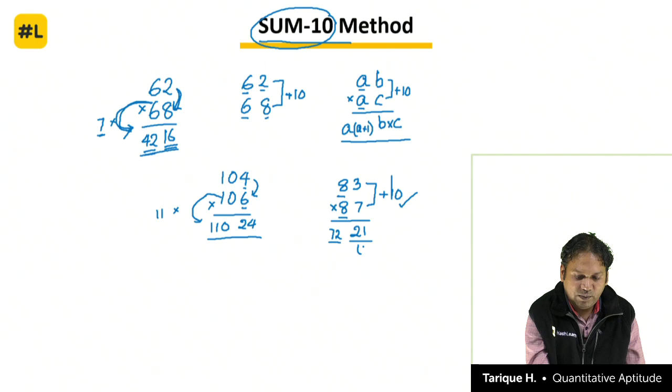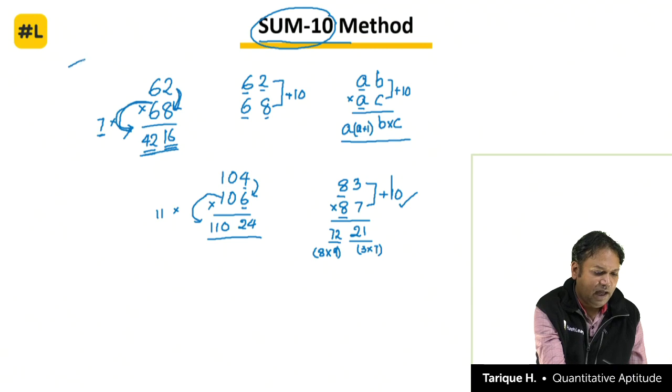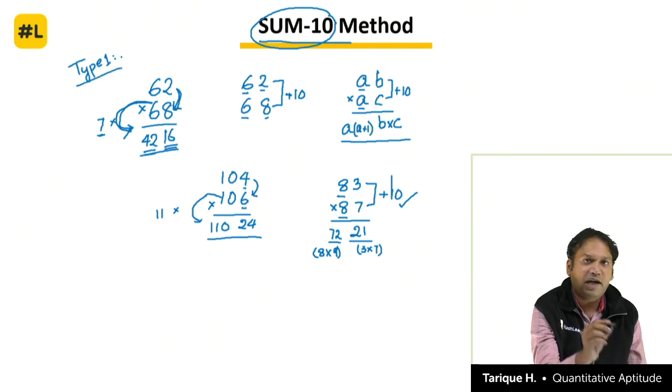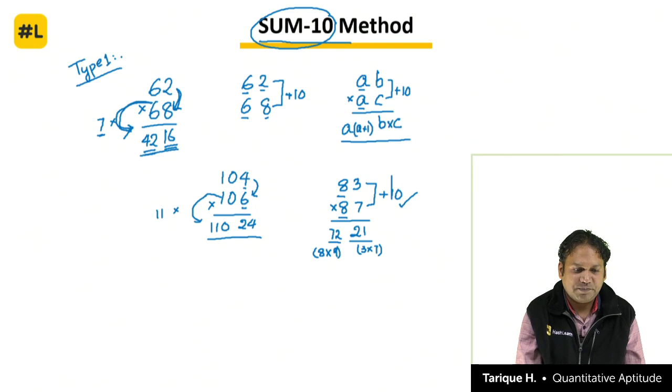So how did we get 21? 3 into 7. And how did we get 72? 8 into 9, 72, because 8 plus 1 is 9. So 8 into 9 is 72 and 3 into 7 is 21. So that's about the Sum 10 method, but this is the first type. I'll cover all types for you. I'm going to teach you every type of technique that you will ever need for your examination.